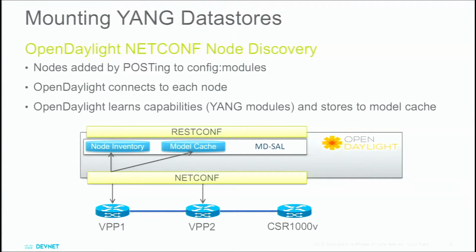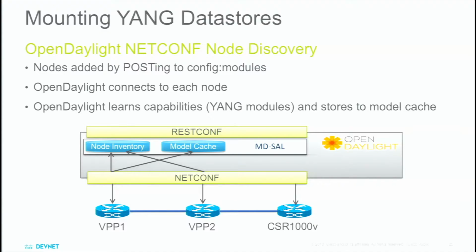So now I go and I want to do the same thing with VPP2. So establish a NetConf connection to it, learn all the Yang models that it supports. I add it into my node inventory. Now, I already know all of its Yang models, so I don't need to put them into my model cache, and I don't need to generate all the code for it, because I already know it. So nothing more is needed there.